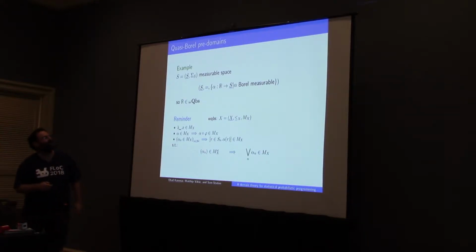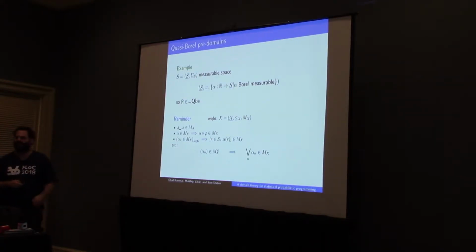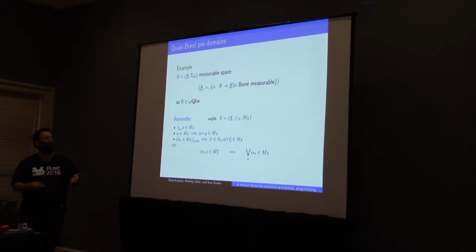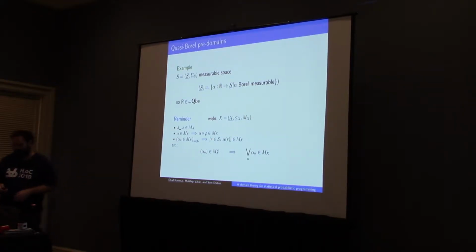One example: if I have a measurable space, and if you still haven't grokked measurable spaces, just think of the reals, then I can consider it as a quasi-Borel space by saying the random elements are the measurable functions. And I can consider it as a discrete omega CPO, just equality. That gives me an omega QBS. That's a simple example.